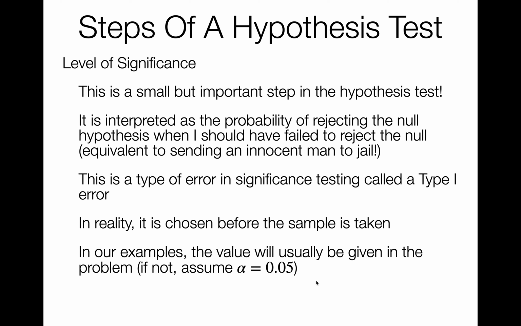So in the grand scheme of things, you're not going to spend very much time thinking about the level of significance when you do the problems, but it is an important step. If I don't tell you what the level of significance is, you're going to assume that it's 0.05, okay? Or there would be a 5% chance of sending an innocent person to jail. All right, so as a reading assignment to get these ideas down in probably a more eloquent way than I'm doing at the moment, you can read pages 387 to 391 in our textbook.